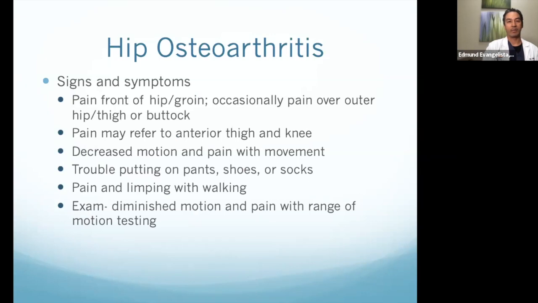What are the signs and symptoms? Patients with hip arthritis will typically complain of pain in the front of the hip or groin area. Occasionally, patients can have pain over the outer aspect of the hip or thigh, or even in the buttock area. Commonly, we see patients that have hip arthritis that will have referred pain down the front of the thigh down to the knee, and they'll have a lot of knee pain, which is actually coming from the hip. They have decreased motion, pain with movement. They can have trouble putting on their pants, shoes, and socks, pain and limping with walking. And on exam, we see that they have diminished motion of the hip joint and pain with range of motion testing in the hip.